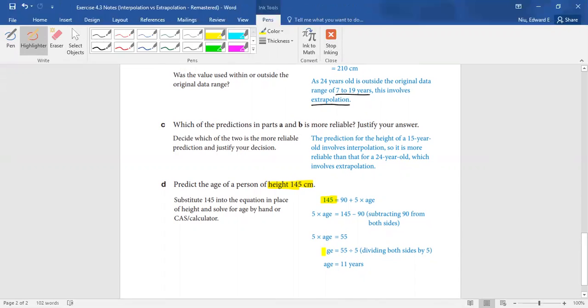Again, there's no extra marks to do it by hand. There's no extra marks to do it by CAS. Whichever you prefer is your best method.